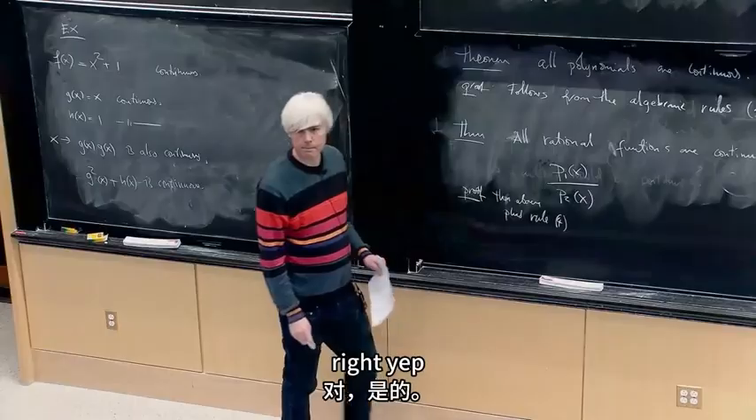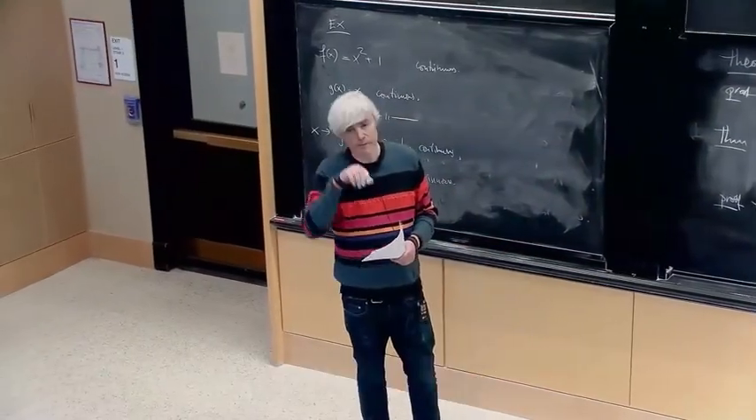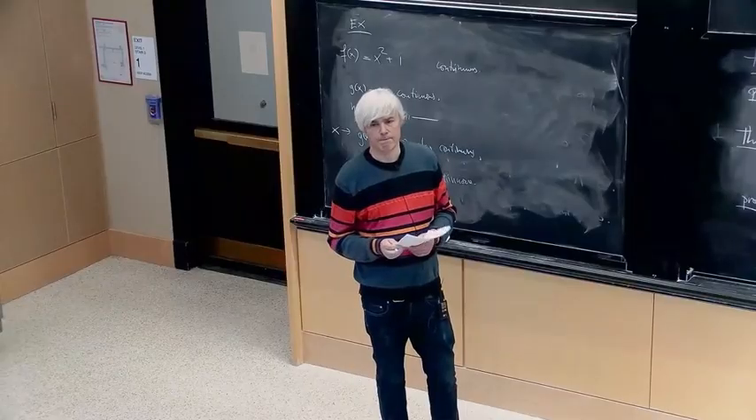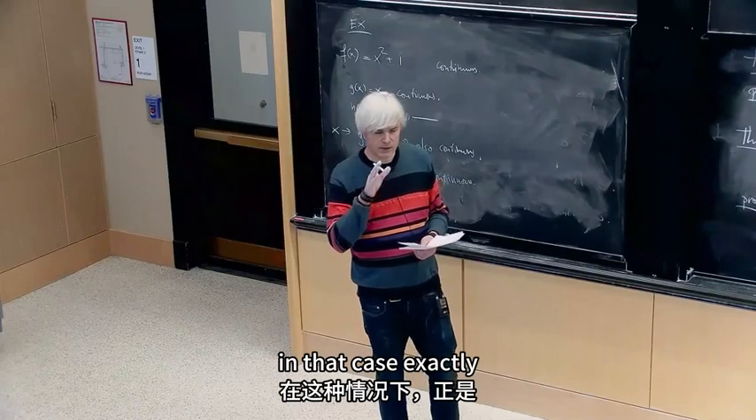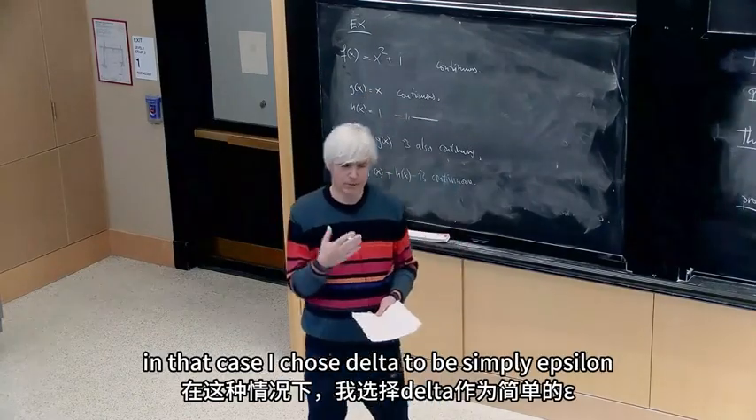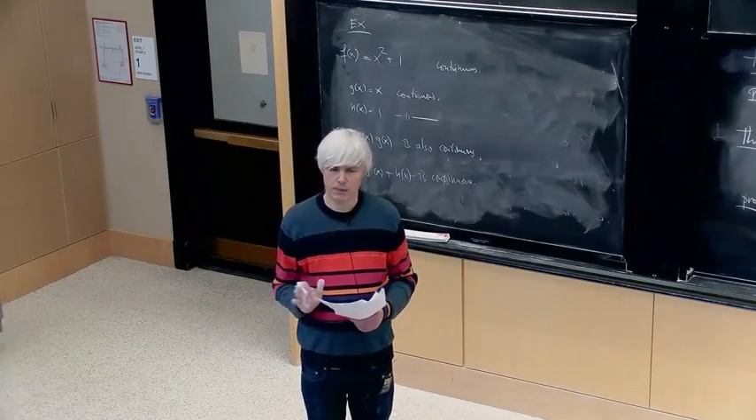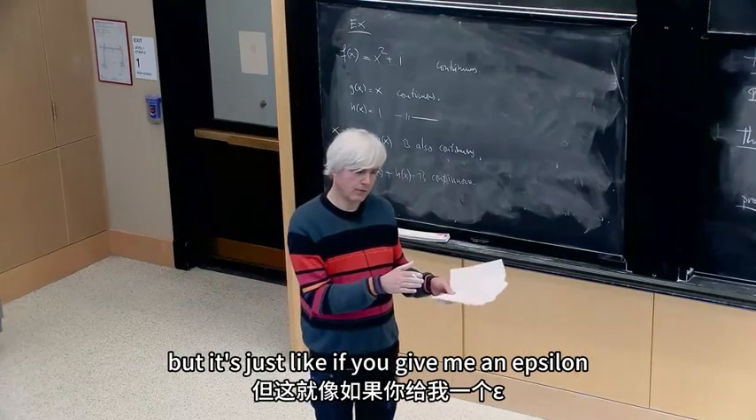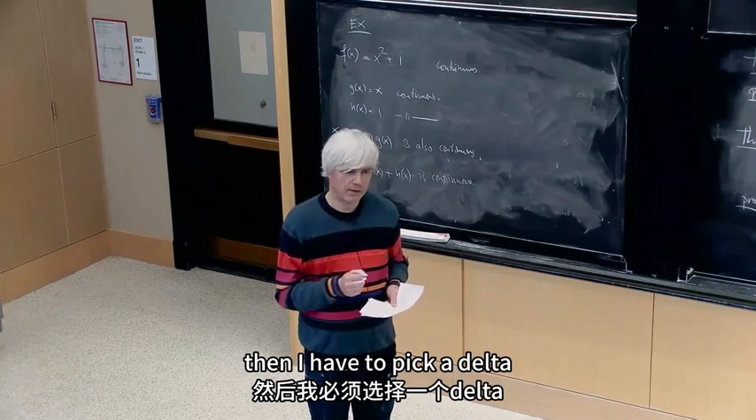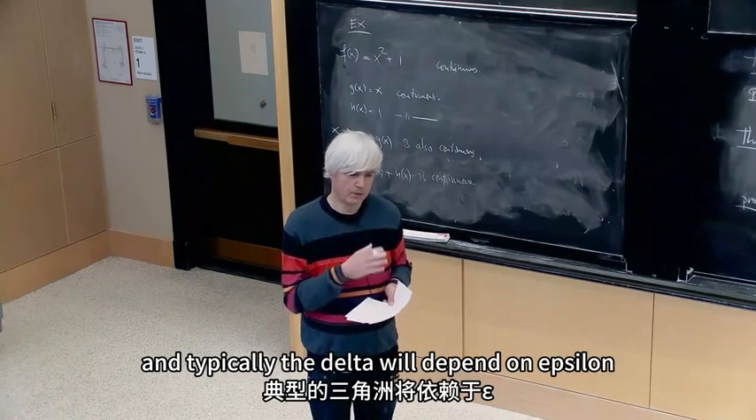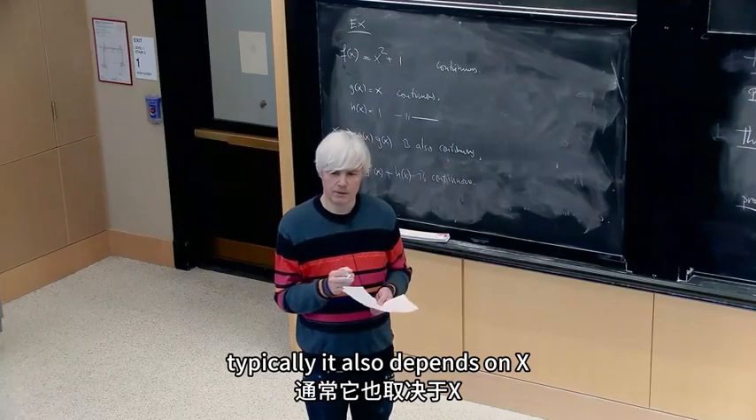Right? Yeah. Earlier when you were showing that the function x was continuous, you chose your delta as a function of epsilon. Yeah, exactly. In that case, I chose delta to be simply epsilon. And that's not a problem. It's just like if you give me an epsilon, then I have to pick a delta. And typically the delta will depend on epsilon. Typically it also depends on x.